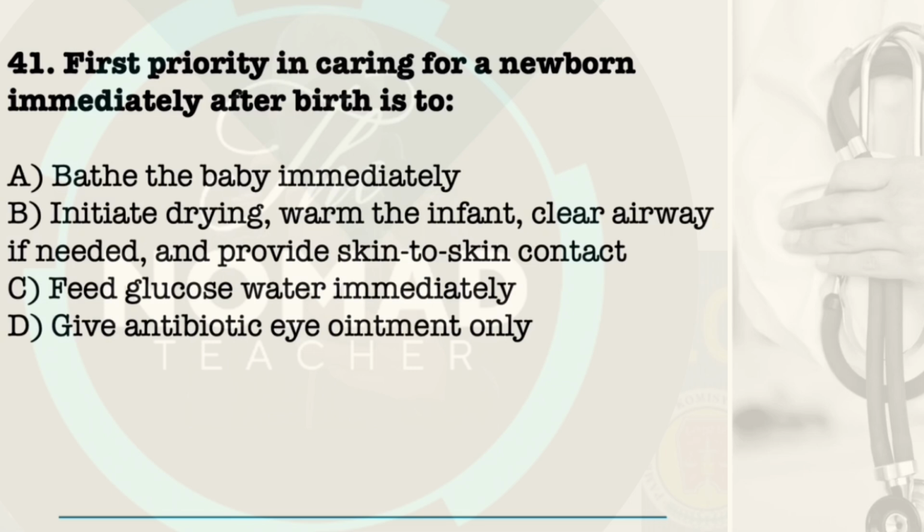First priority in caring for a newborn immediately after birth is to: A. Bathe the baby immediately. B. Initiate drying, warm the infant, clear airway if needed, and provide skin-to-skin contact. C. Feed glucose water immediately. D. Give antibiotic eye ointment only.